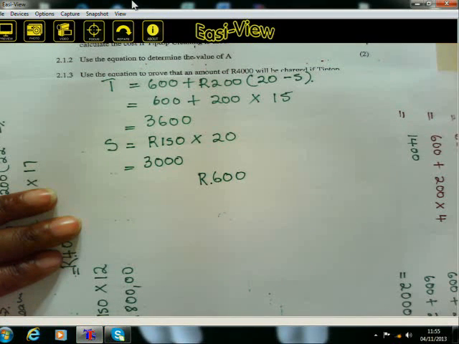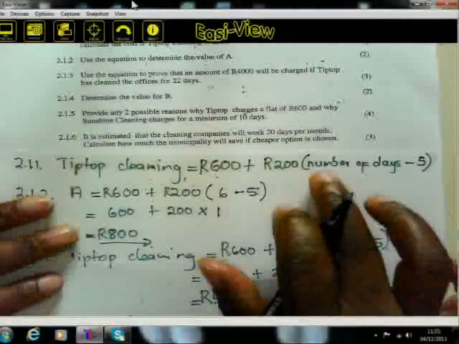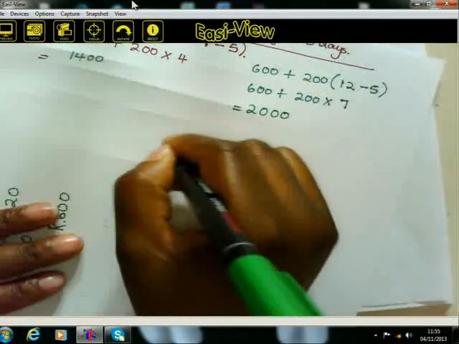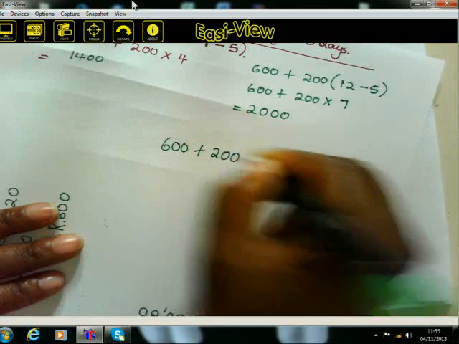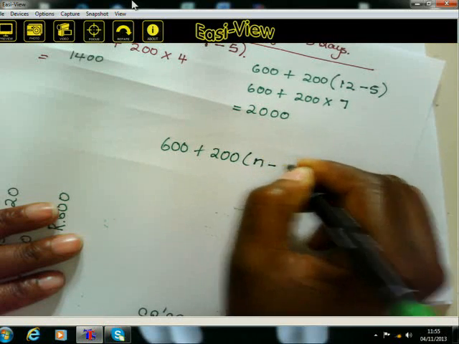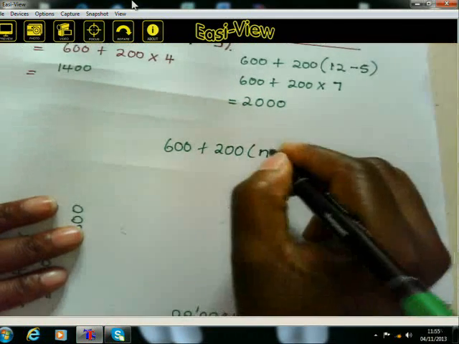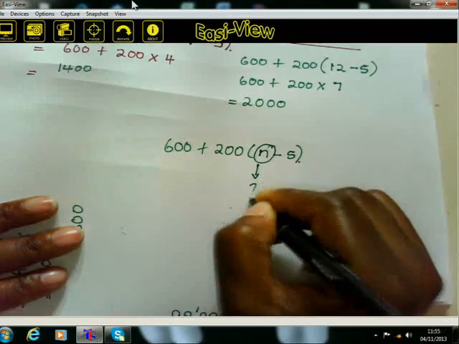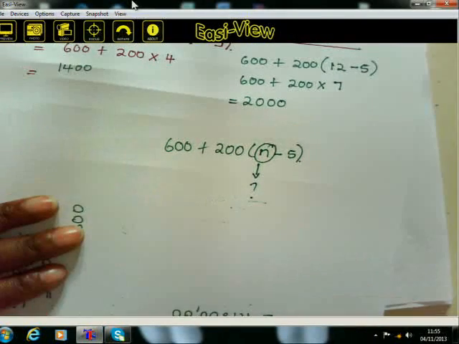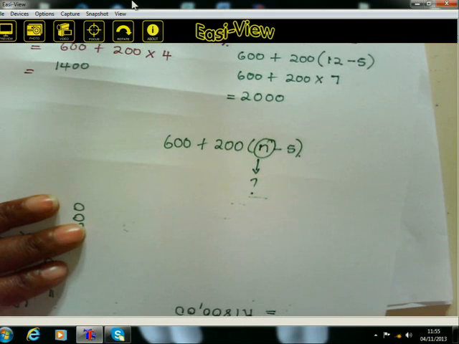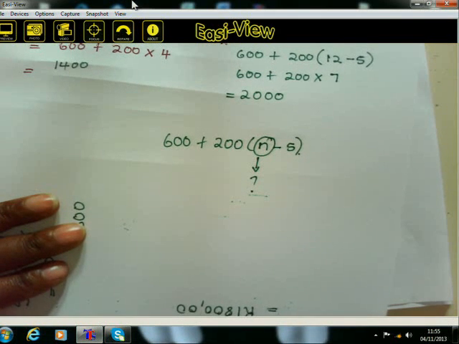So grade 12s, for tomorrow, definitely you are going to get a question whereby you are expected to construct a formula. And when you construct a formula, unlike in this case, you know, by saying number of days, others may say 600 plus 200, and then they say n minus 5. Maybe you can write your formula like this. If you write your formula like this, please make sure that n stands for something. If there is any variable that you are using in the formula, make sure that there is an explanation of what that variable is standing for.